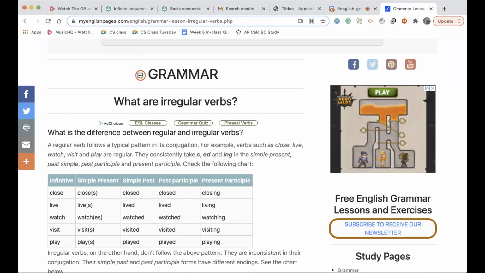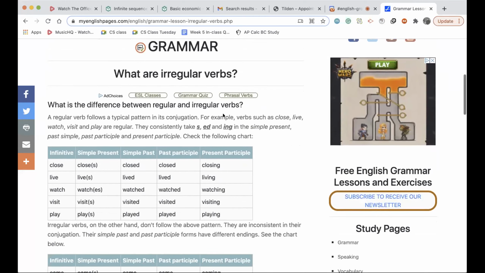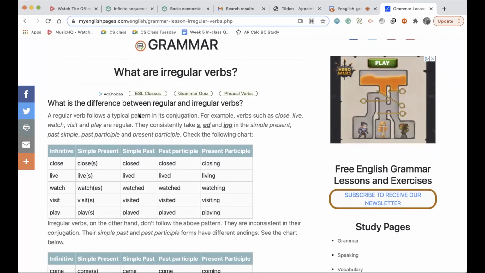Okay. What are irregular verbs? The difference between regular and irregular verbs is that a regular verb follows a typical pattern in its conjugation. So conjugation is how it's manipulated to make sense in the sentence, tense-wise. For example, verbs such as close, live, watch, visit, and play are regular. They consistently take s, ed, and ing in the simple present, past simple, past participle, and present participle.